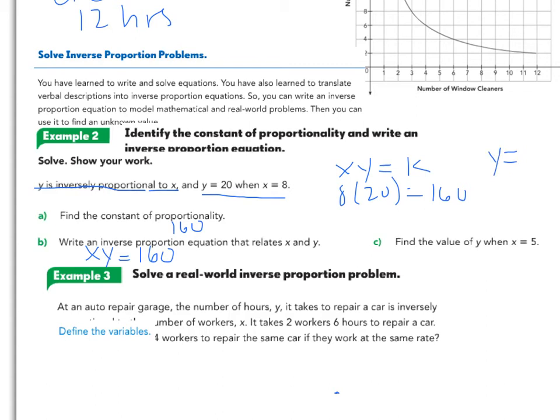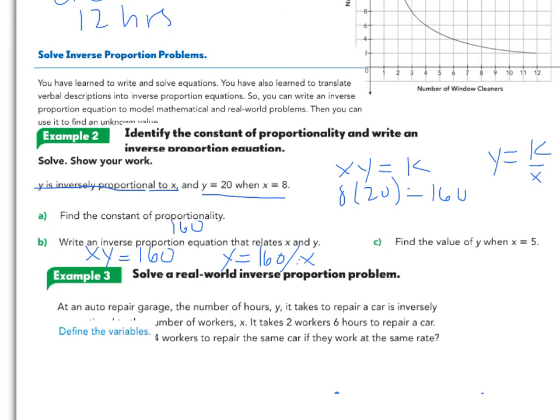y equals k divided by x. So in that situation, you're going to have y equals 160 over x. And you're going to have an x here.